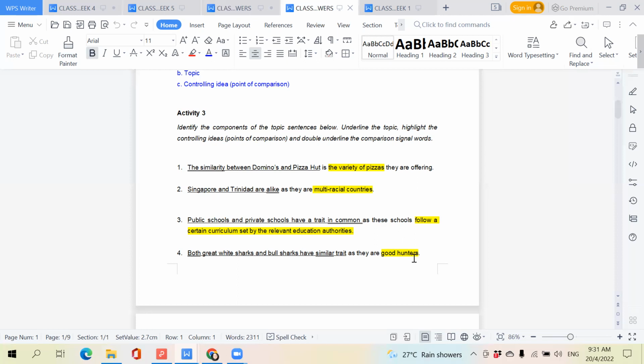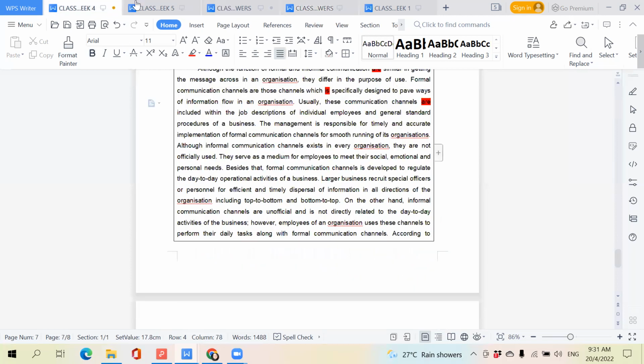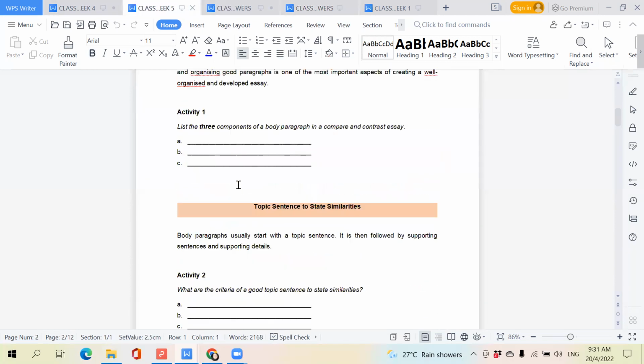So you're saying that both white sharks and bull sharks are good hunters. This is your similarity. Later on, when you continue to write your essay, you provide proof to support your claim that white sharks and bull sharks are good hunters. So provide more evidence, provide more details. Okay. Next.